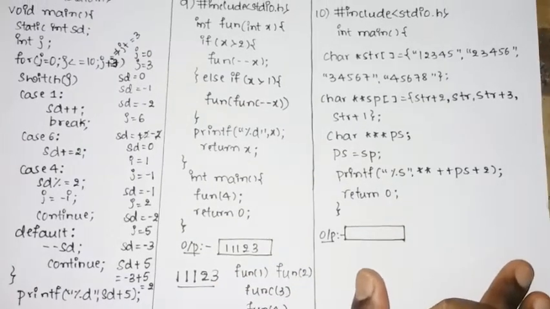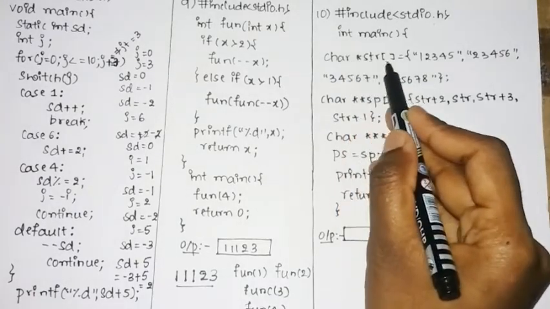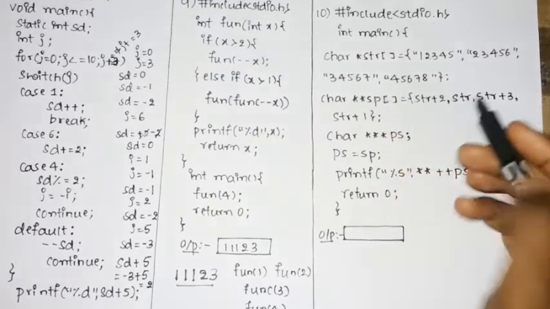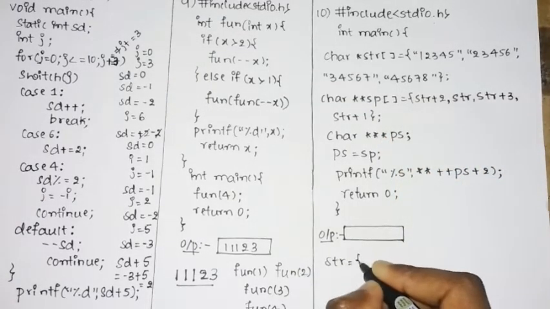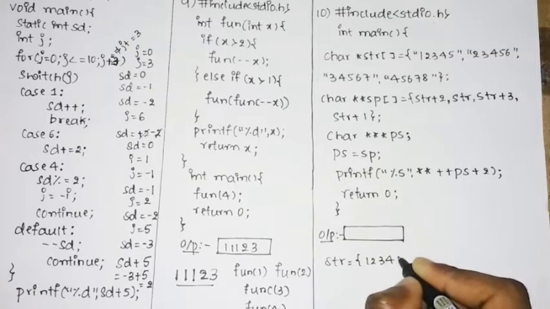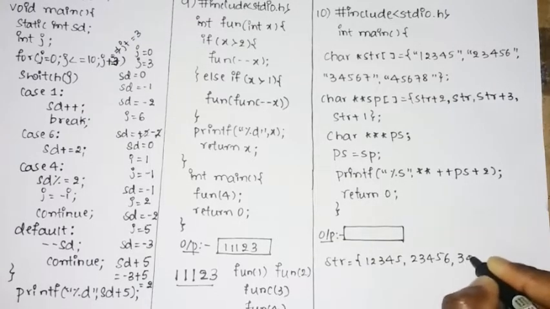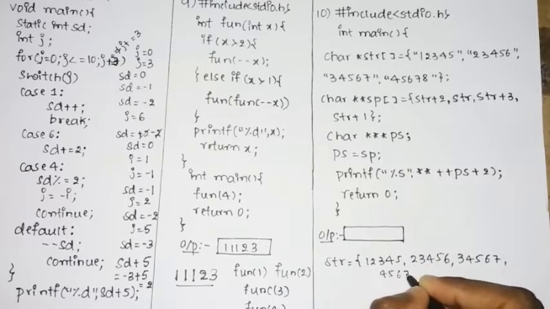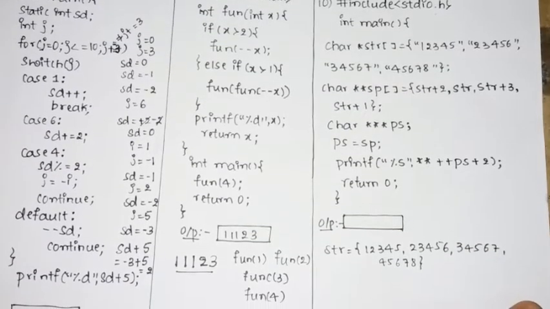So we shall see one more last programming question that was asked in Zoho. Then char star str equal to 1 2 3 4 5, 2 3 4 5 6, 3 4 5 6 7. First we shall write the string which holds the value 1 2 3 4 5, followed by 2 3 4 5 6, 3 4 5 6 7, as well as the last one, 4 5 6 7 8. So this is the char string which is storing the values.